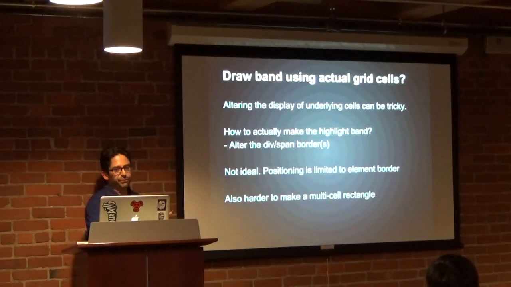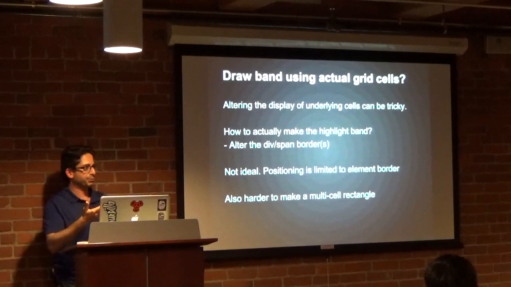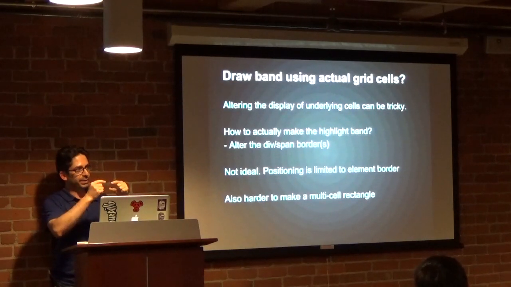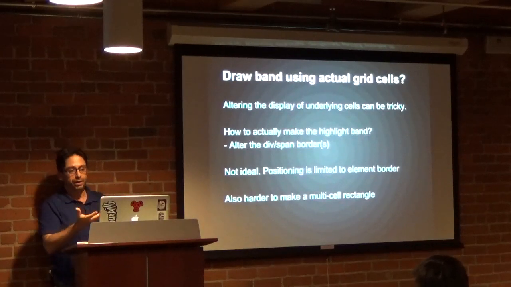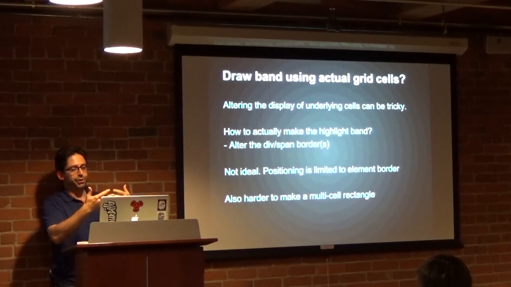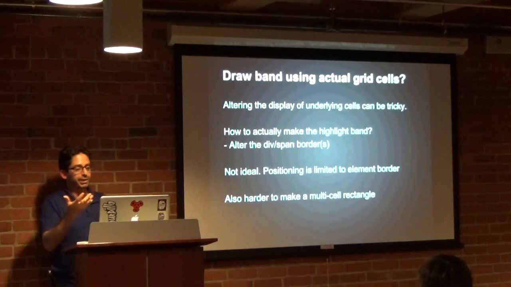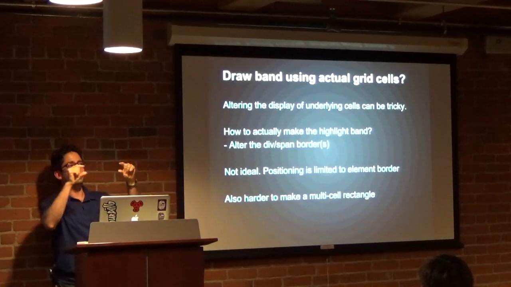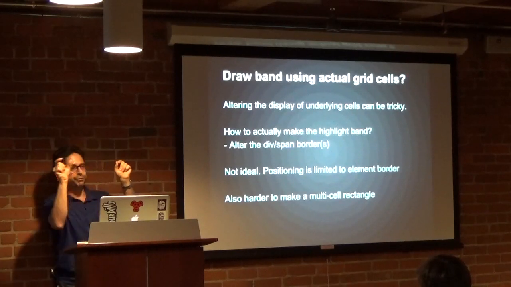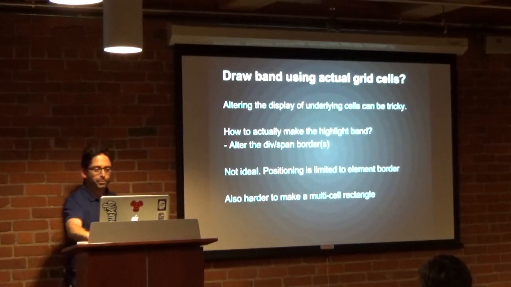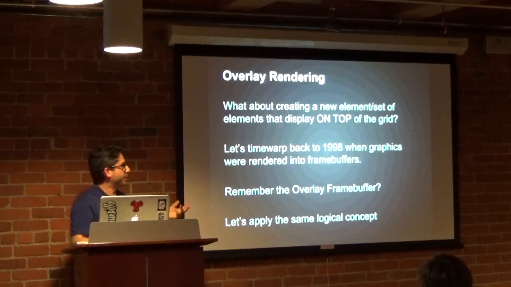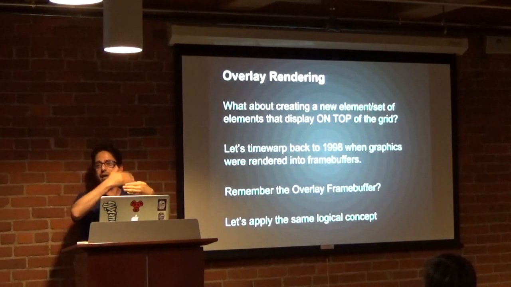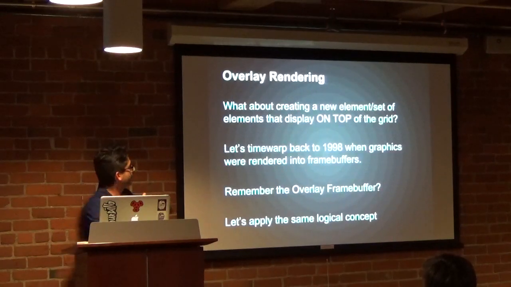I actually found that trying to manipulate the underlying cells is rather tricky because they have a very particular layout. If you want to render in a way that doesn't fit within how they're already laid out, you're stuck. Positioning is already fixed. You can't do anything interesting, really. And it's also more challenging to do these multi-cell ranges because now you've got to alter a whole bunch of individual cells and figure out where they're at. So really I ended up going with what I'll call overlay rendering, which is to have it display on top of a whole different set of elements.